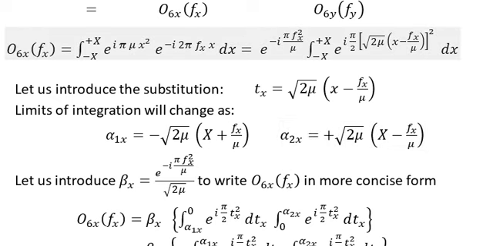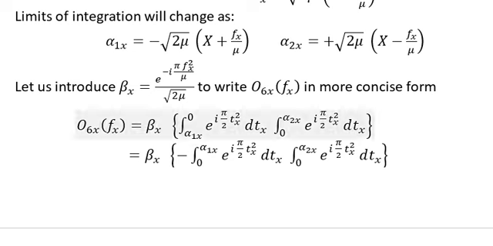There are also some constant factors. As a result of this substitution, we introduce that constant to be replaced by beta x, which will be equal to e to the power minus iota pi fx square over mu, divided by square root of 2 mu, to write O6x as a function of fx in a more concise form, which is given as this one. So you see that O6x of fx is now represented with beta x, and in the curly bracket we have split the integral into two parts, the limit from alpha 1x to 0 and from 0 to alpha 2x.